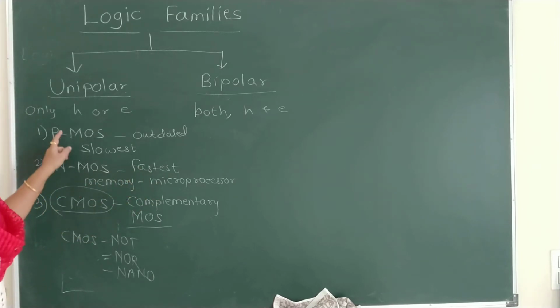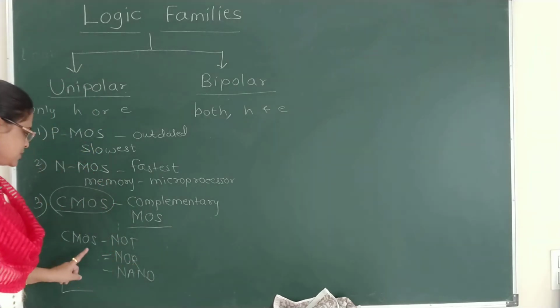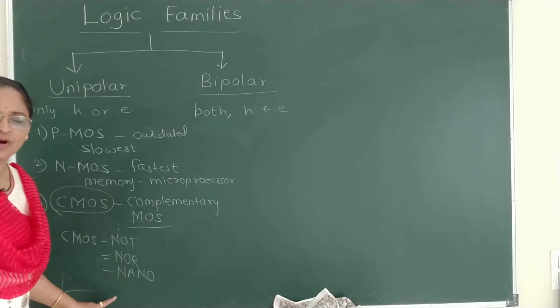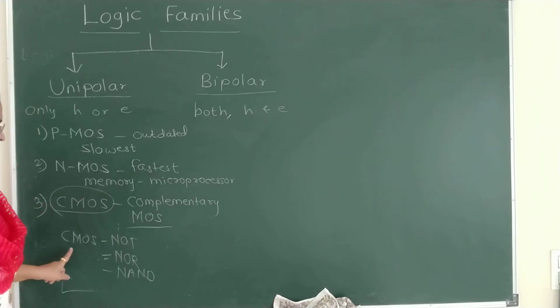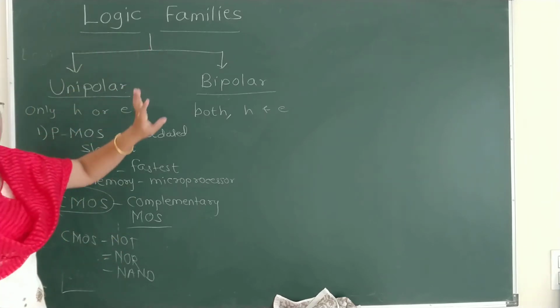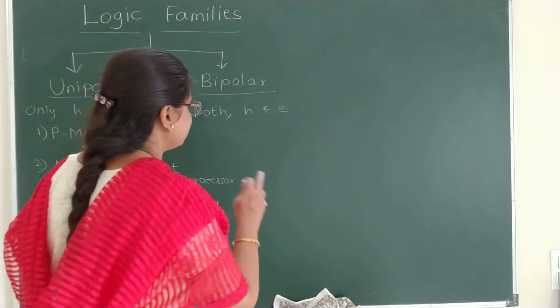CMOS, the combination of both, that is complementary MOSFET, is nowadays used for the NOT logic operation, NAND, NOR, such logic operations. So that is the CMOS, complementary MOSFET, from the unipolar logic family that we have to study in this chapter. Next, the bipolar logic family.